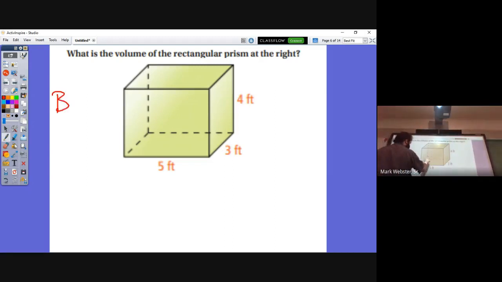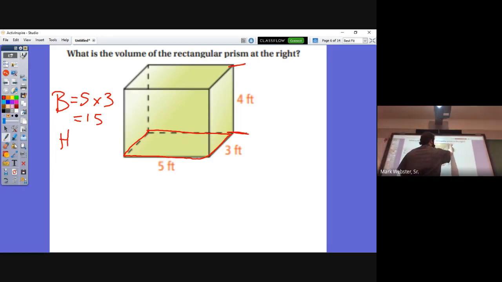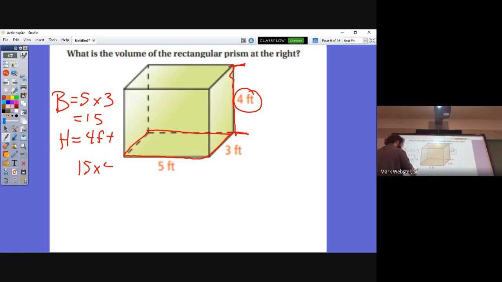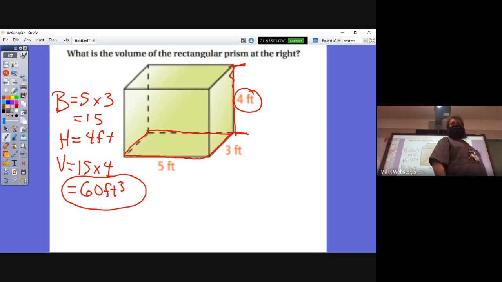Our base face, again, it doesn't really technically matter, but if you use the bottom, then you don't have to think as hard. The two sides here are 5 and 3. So the area of the base is 15. The height is 4. So we just multiply 15 times 4 for our volume, and we end up with 60 feet cubed. Right? Pretty simple.